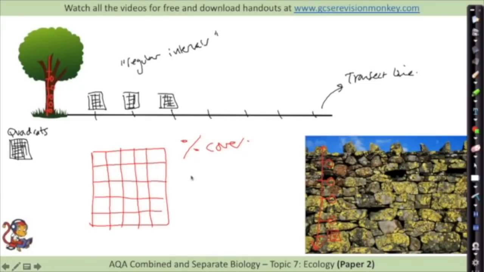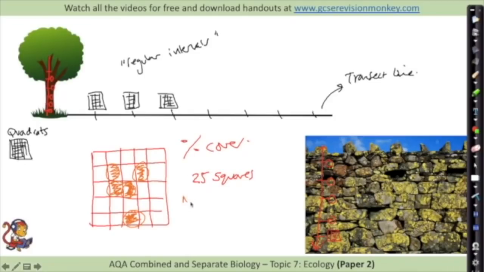in total there are 25 squares. And let's say, for example, that we put this on the wall and we had a particular coverage of lichen, like so. We would count the squares that are covered with lichen. In this case, there are 1, 2, 3, 4, 5 squares that are covered in lichen, and we would use that to calculate the percentage cover.